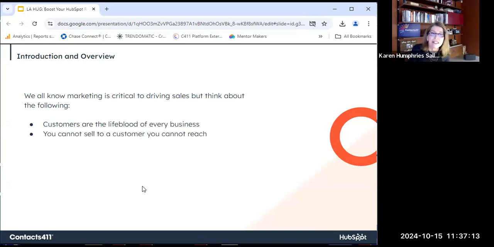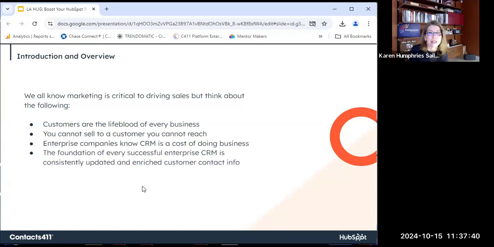But you also know that you can't sell to a customer you can't reach. I mean, they might walk in, you might have a great traffic location, but very few businesses can survive on traffic alone. So you have to be able to reach your customers. And enterprise companies know that CRM is a cost of doing business. It's why a lot of you also have HubSpot, right? You know that having that customer data is important. It's actually a $52 billion business, which is really insane.